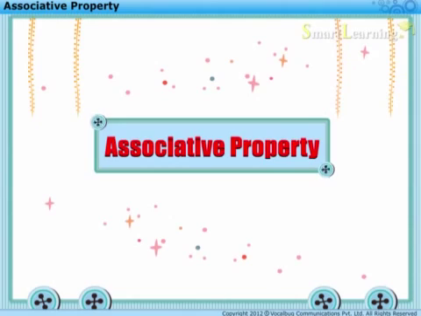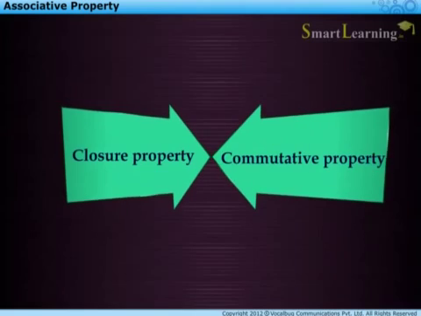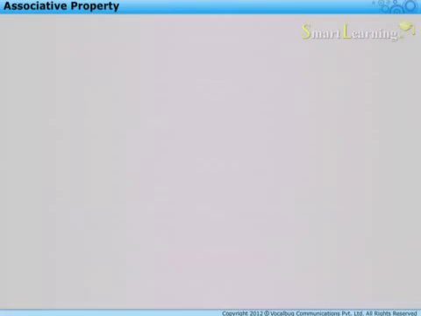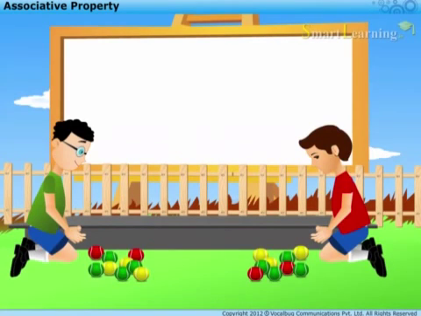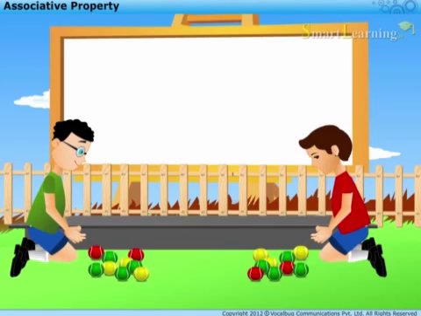Associative property. So far, we have studied the closure property and the commutative property. We will now learn one more property, called associative property. For this, consider a situation where Peter and Sam have some red, yellow, and green-colored balls. They want to find out the total number of balls that they are having. Let us see how they did this.